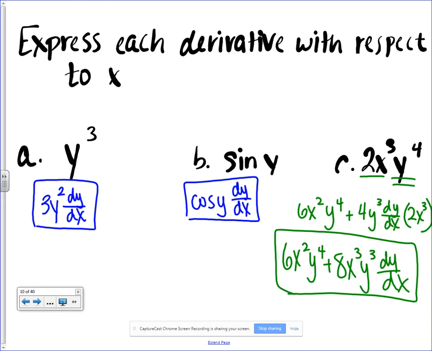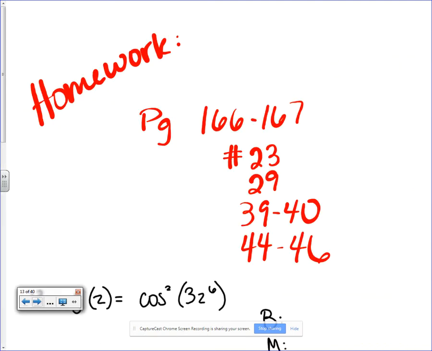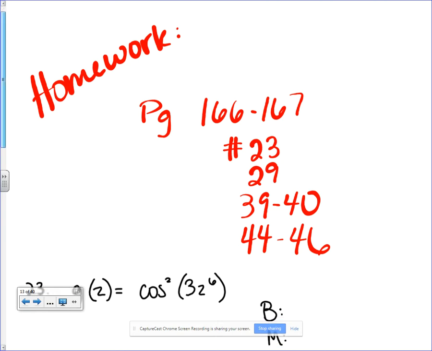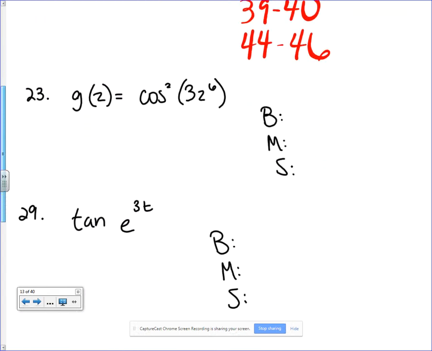Okay, so those are our notes for today. Your homework that goes with this is that. And again, I am going to go ahead and work out a couple of these just to give you some more instruction, some more practice. Okay, so let's take a look at number 23.